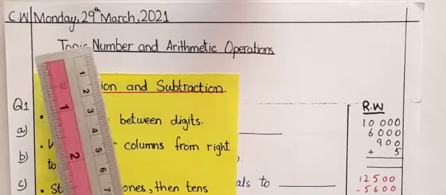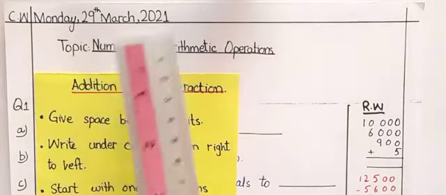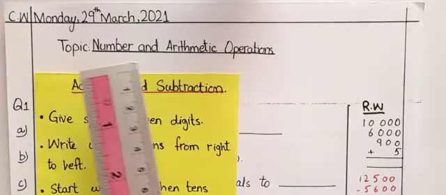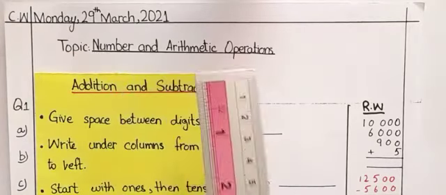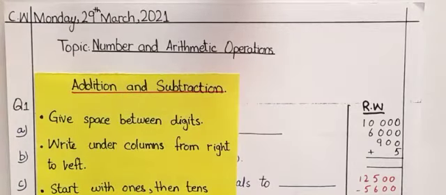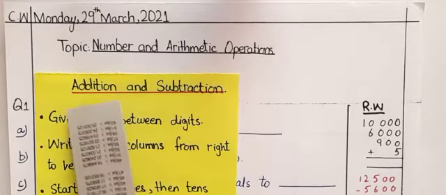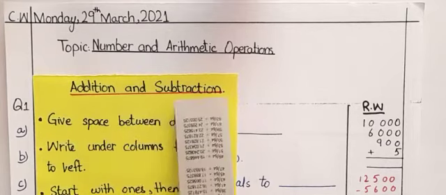Boys, today is Monday 29 March 2021. We are doing our topic, number and arithmetic operation. In our last lecture we have done place values, and you all know what place values are? The value of a given digit in a number. Boys, we have done exercise 1A. Now we will move toward exercise 1B. In exercise 1B, we have to do addition and subtraction.